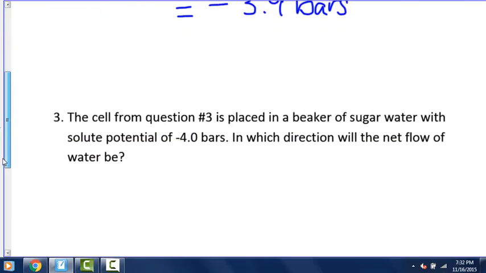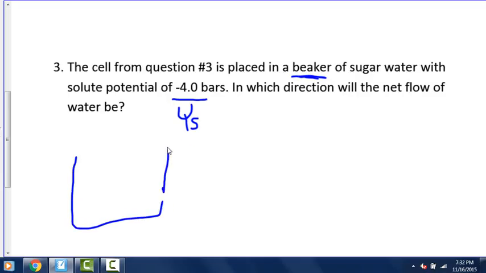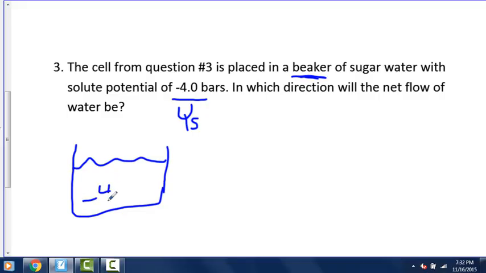All right, next problem I have. The cell from question 3 is placed in a beaker of sugar water with a solute potential of negative 4.0 bars. So this is the solute potential, and it's just in a beaker, not in a cell. So there's no pressure in a beaker. So here's my beaker. And here's the liquid inside of it, and this is negative 4.0. And I'm going to put the cell inside. So here's my cell, and the cell is negative 3.9.